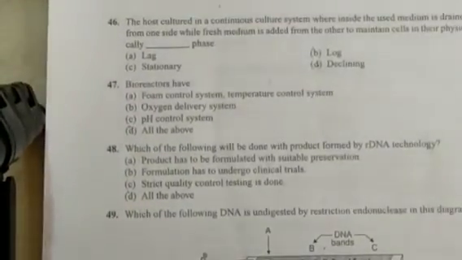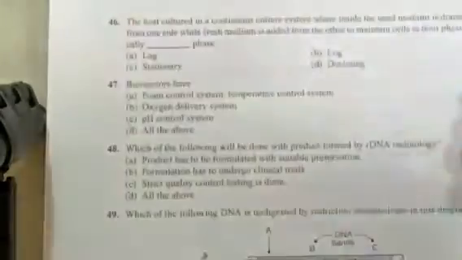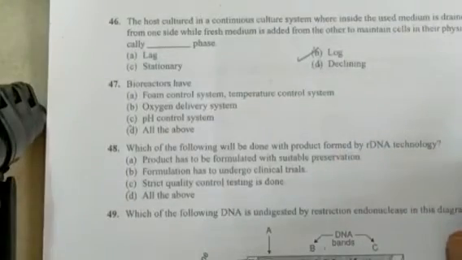Next question. The host cultured in a continuous culture system, where the used medium is drained out from one side while fresh medium is added from the other, to maintain the cells in their physiologically dash phase. When they are growing, constantly their work will be going on. They need nutrients. So from one end the waste is removed, from the other end the fresh medium is added, so that we can maintain all these cells that are growing in log phase. What phase? Log phase. Clear.